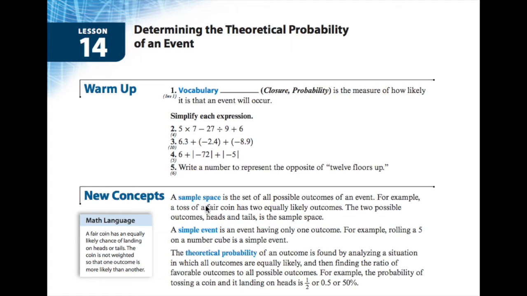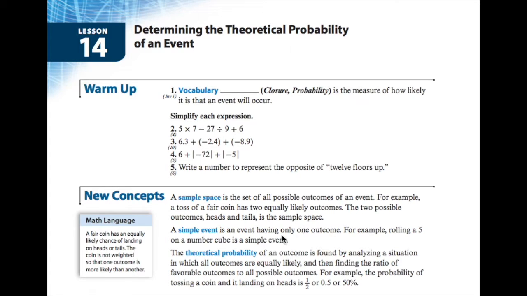First one is sample space. Sample space is the set of all possible outcomes of an event. For example, a toss of a fair coin has two equally likely outcomes. The two possible outcomes would be heads or tails. Heads or tails is the sample space. So all of the possible outcomes is our sample space.